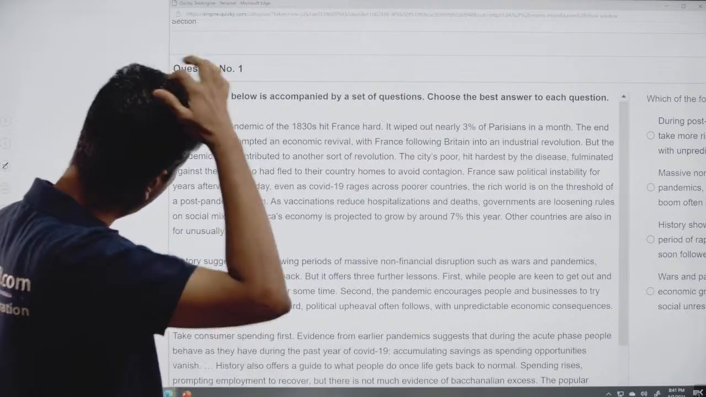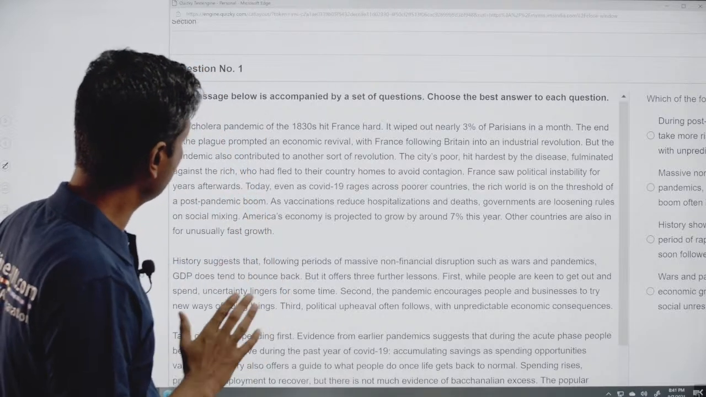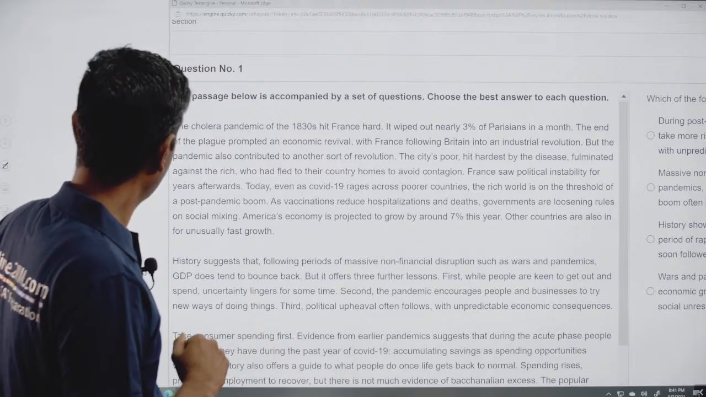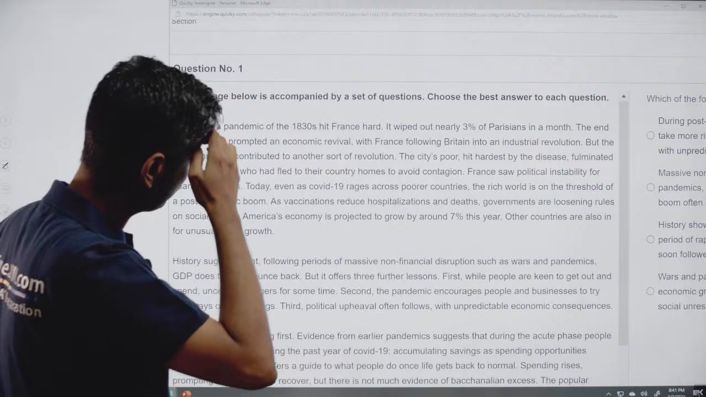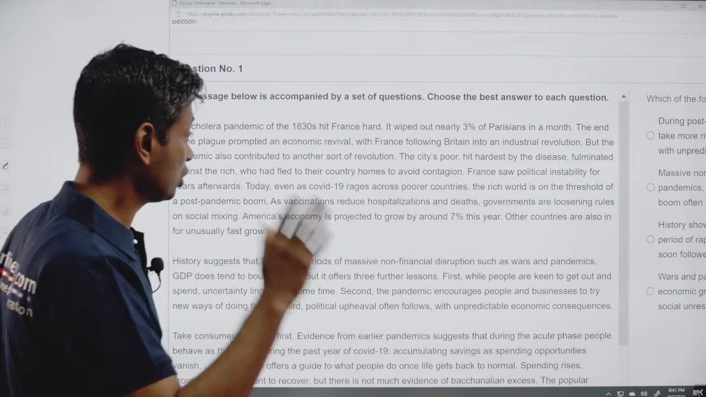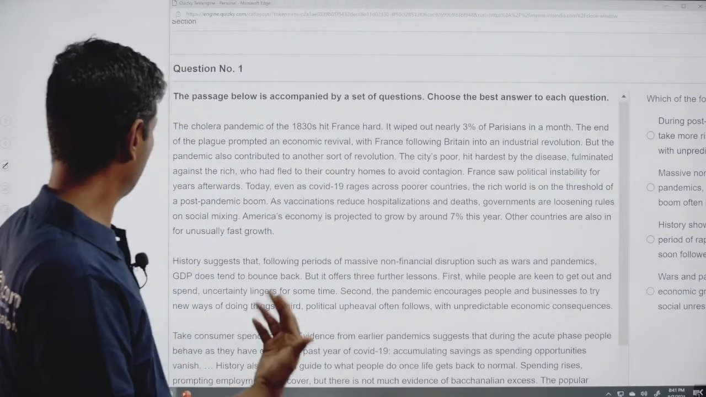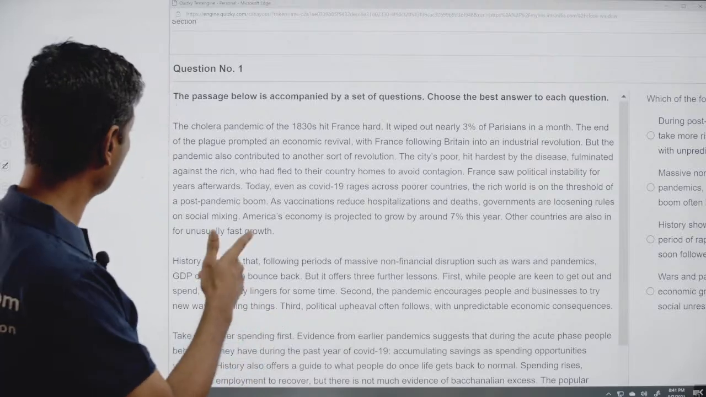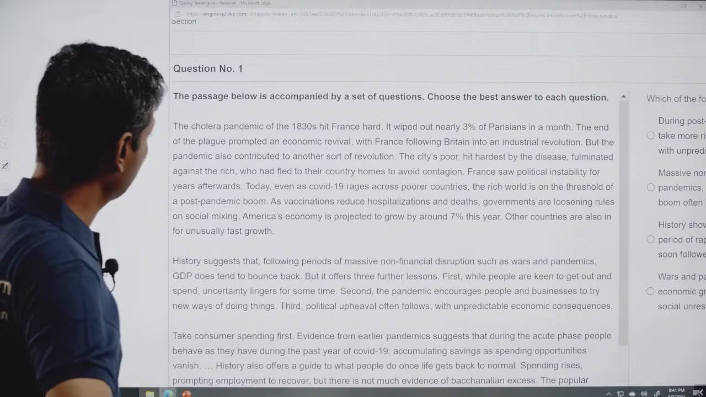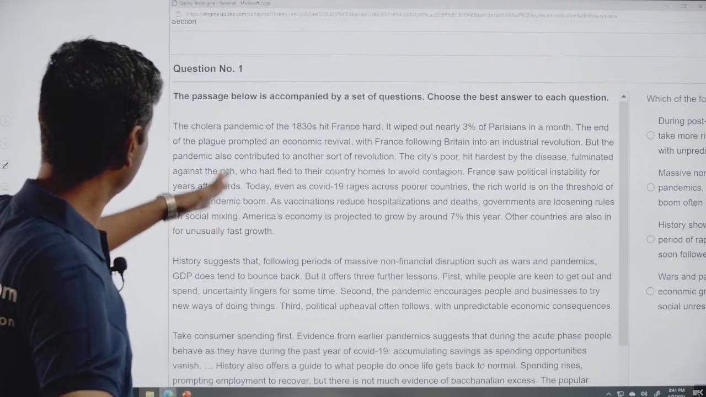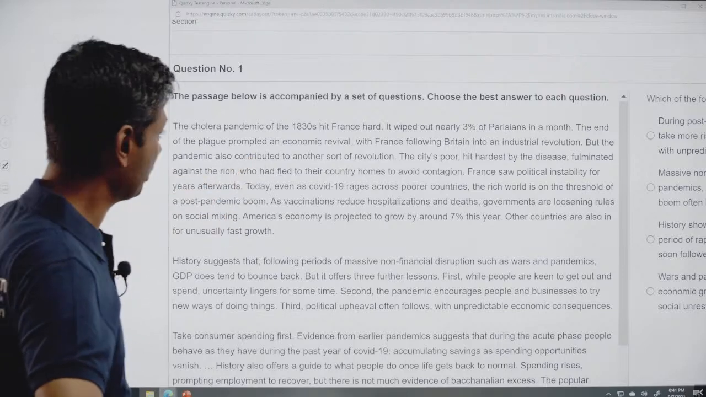The cholera pandemic of the 1830s hit France hard. It wiped out nearly 3% of Parisians in a month. The end of the plague prompted an economic revival, with France following Britain into an industrial revolution. I'm not going to read out loud, though those of you who are trying it, read out loud. I'm standing in a way where you can see the screen. This is a passage that I'm going to try because I think this is pandemic and economic revival. I like this topic.